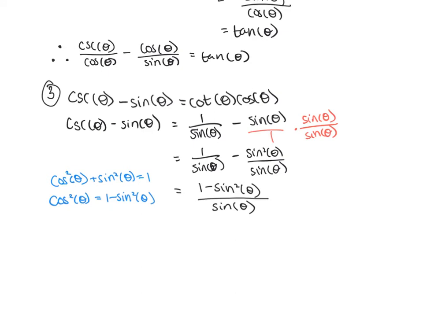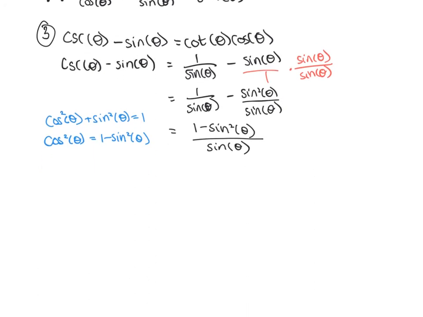And we can see that 1 minus sine squared theta is really the same as cosine squared theta, and that comes from the rearrangement of our Pythagorean identities. So we can say that cosine squared theta over sine squared theta is our next step.